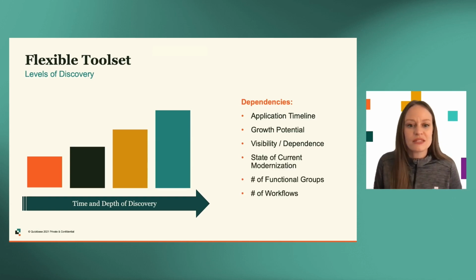And finally, the state of your current modernization. If you're walking into a process that has already been defined from end to end with all the details, maybe it lives in another tool right now, and you're just transferring it over, that could mean that you need less time and maybe less investigative work in order to get the discovery done. And then finally, the number of functional groups and the number of workflows that exist within your end-to-end process are going to, again, impact the amount of time and the length of discovery that you do.